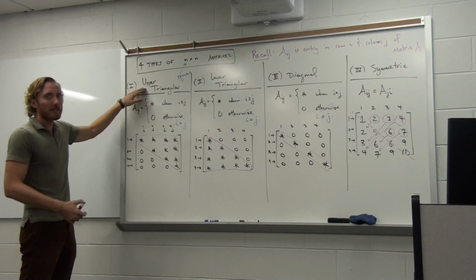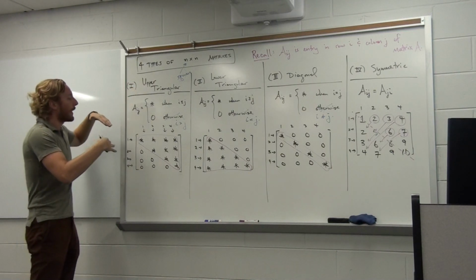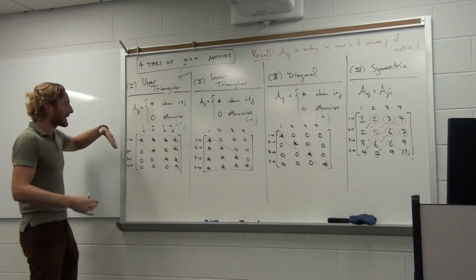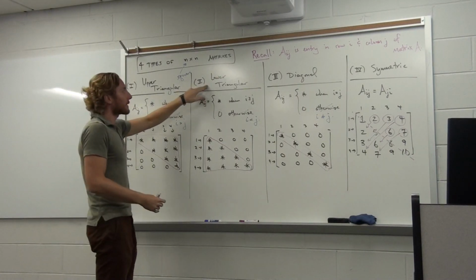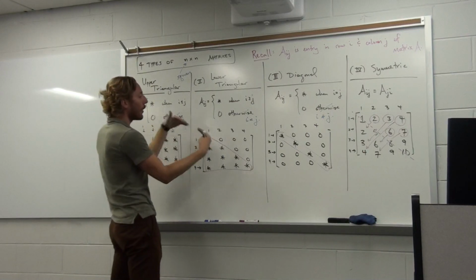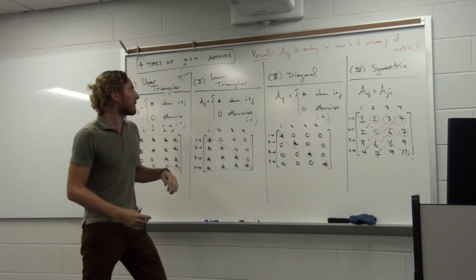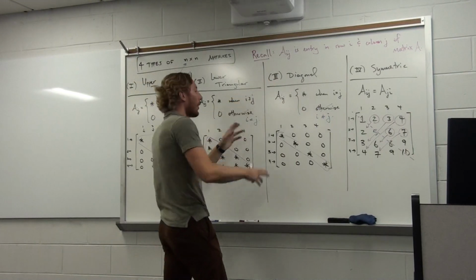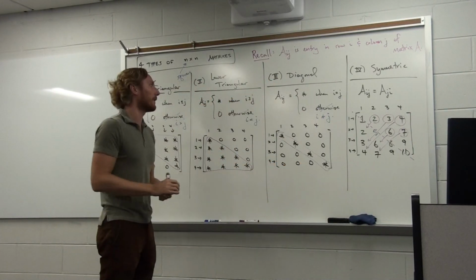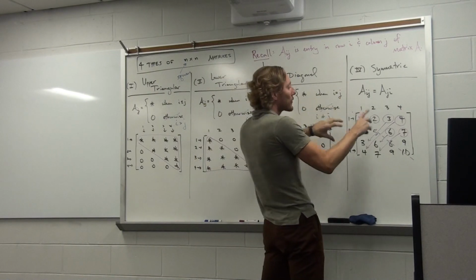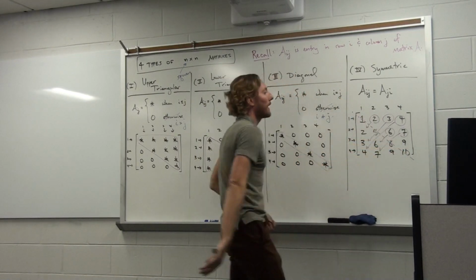Upper triangular matrix: a square matrix where all of the non-zero entries are in the upper triangle, diagonal and above. Lower triangular matrix: a square matrix where all the non-zero values are in the lower triangle, namely the diagonal and below. Diagonal matrix: all the non-zero entries are located along the diagonal. And symmetric matrices are matrices where the entries are symmetric about the diagonal line.